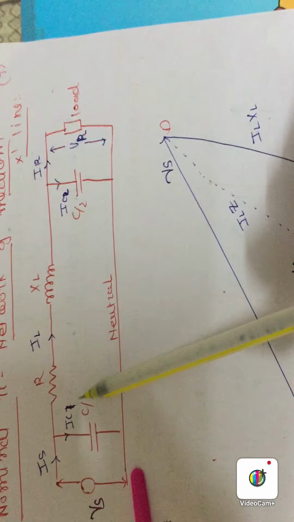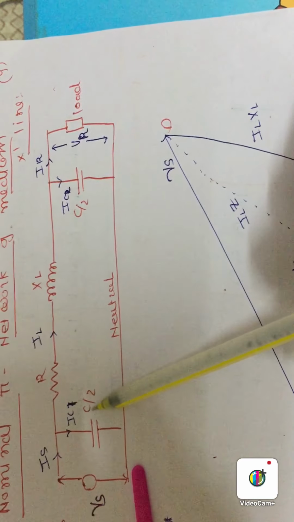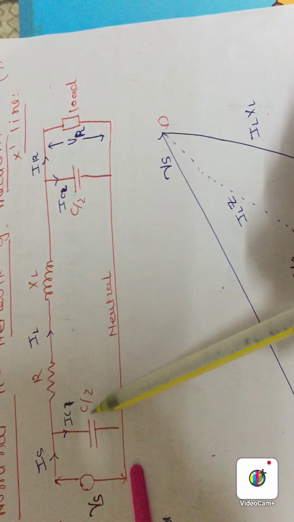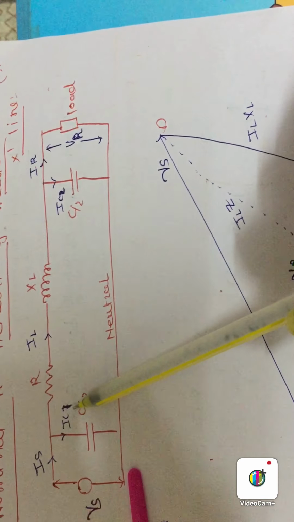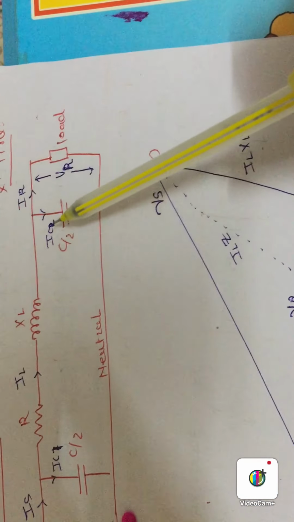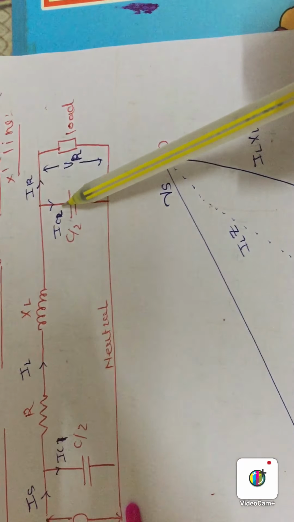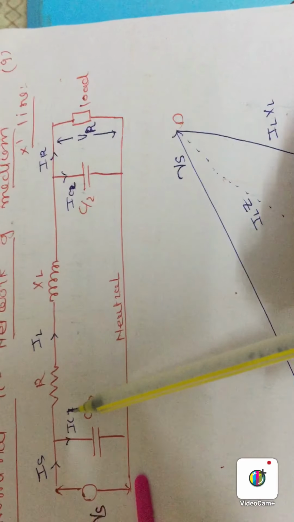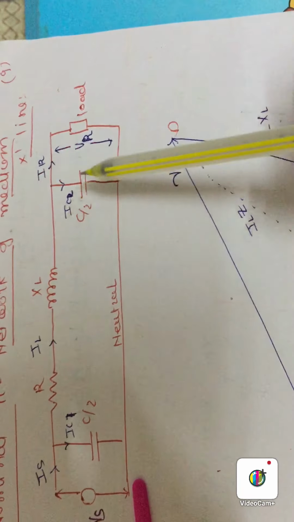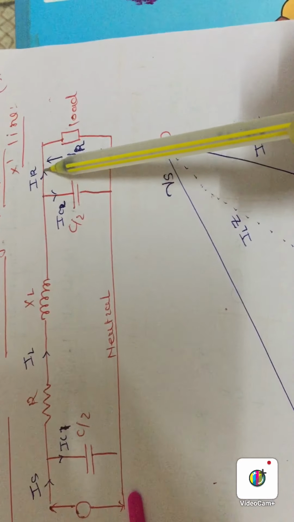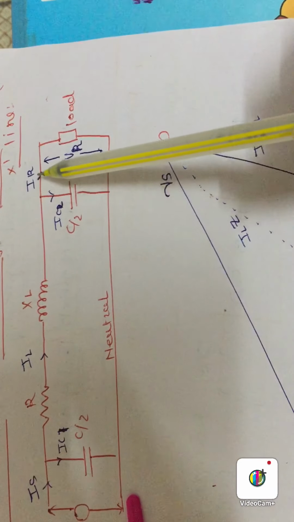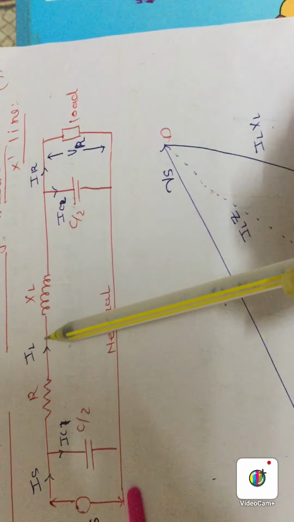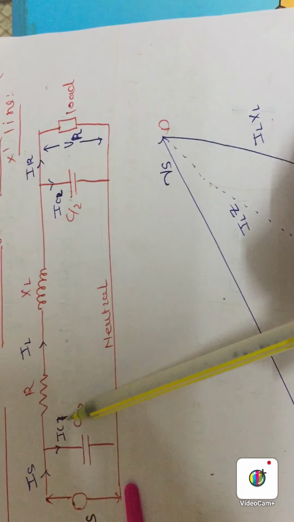The current flowing through the first capacitance, the sending end side capacitor, is represented by IC1, and the current flowing through the receiving end capacitance is represented by IC2. Here you can see IS, IC1, IL, IC2 and IR. If you add IR with IC2 you get IL, and if you add IL with IC1 you get IS.